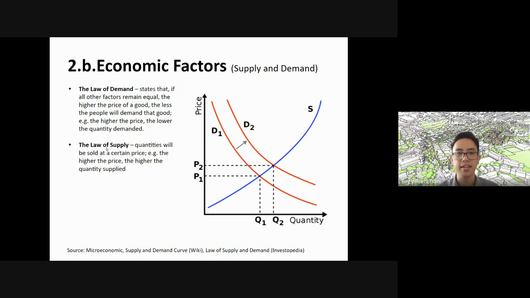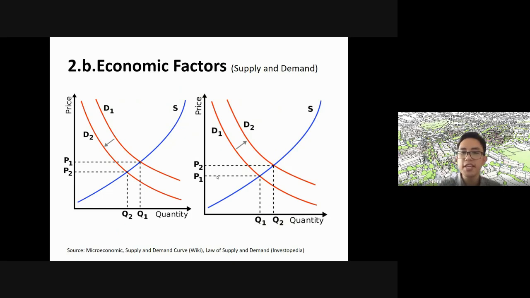And then the law of supply states that quantities will be sold at a certain price. The higher the price, the higher the quantity supplied. So if people want more of that quantity, it could be housing, it could be a product from a business, the businesses will be incentivized to make more because they want to make a profit.